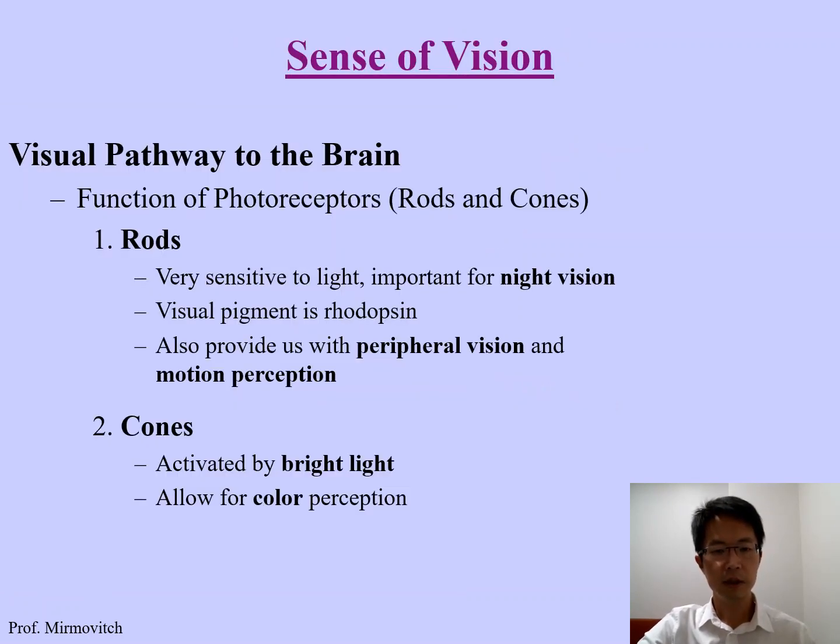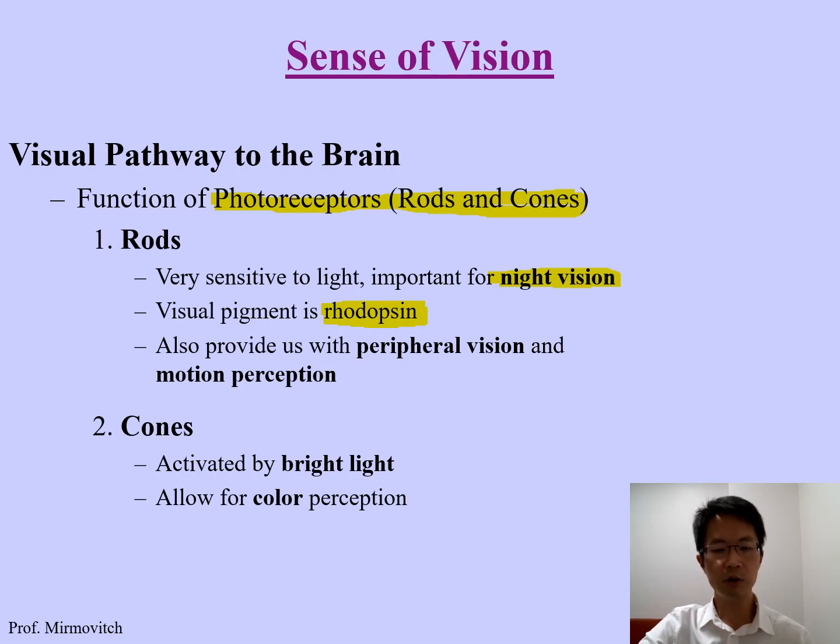Okay. Sense of vision. There's a visual pathway to the brain. Since you are not taking anatomy or physiology, I'm not giving you the visual pathway. But photoreceptor, this is something that you need to know. We have two types in our retina: rod cell and cone cell. Rod cell is sensitive to light. That's why it is important for night vision, meaning that at night we see things with rod cell, and the photopigment is called rhodopsin.